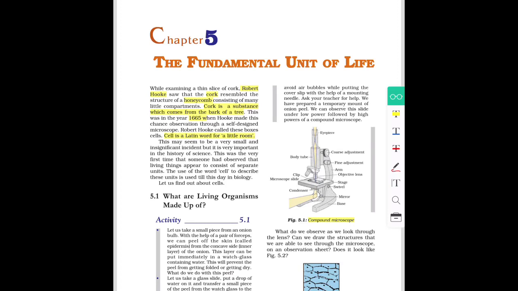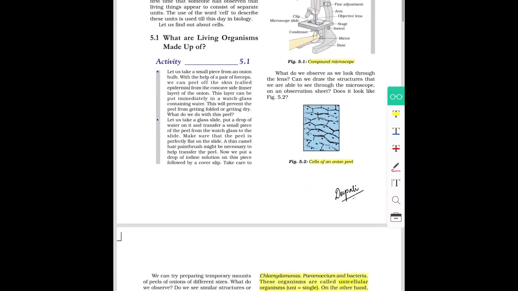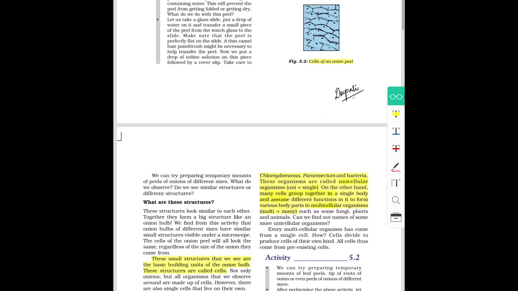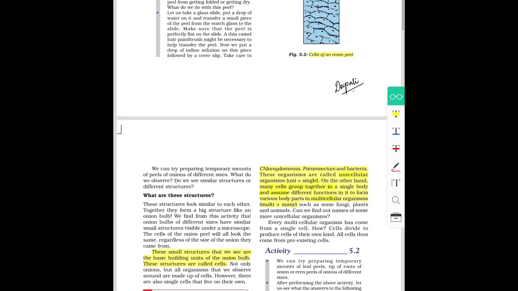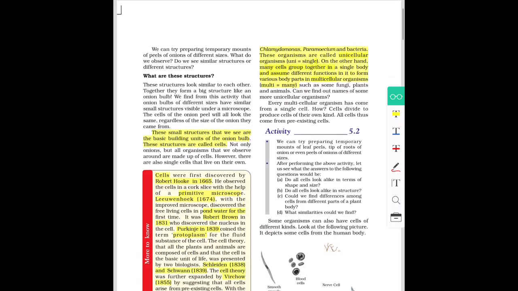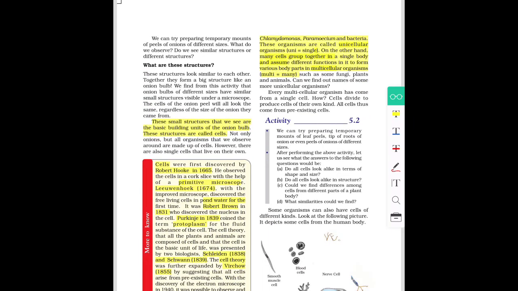How was the cell discovered? Who discovered the cell? We learned to prepare an onion peel mount and observe it under a compound microscope. We also understood that the cell is the structural and functional unit of every living organism. We took an account of what contribution different scientists gave regarding the cell. We studied cell theory.